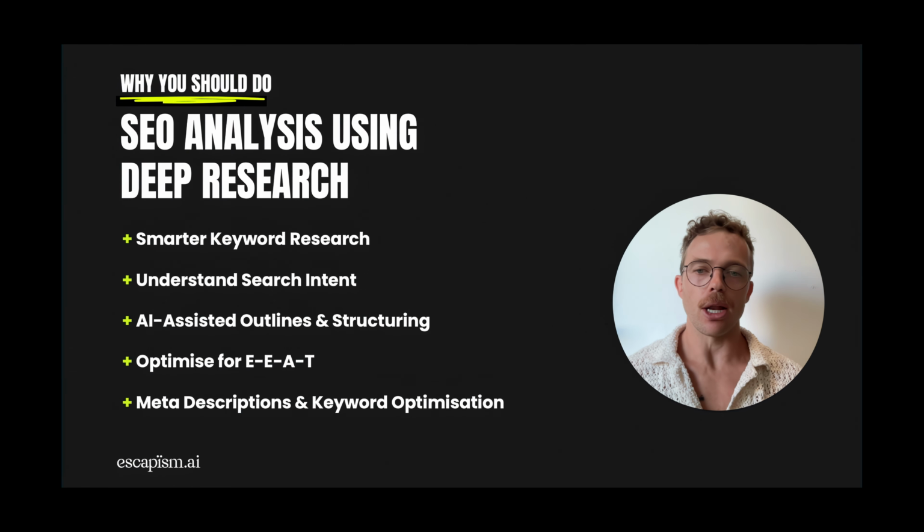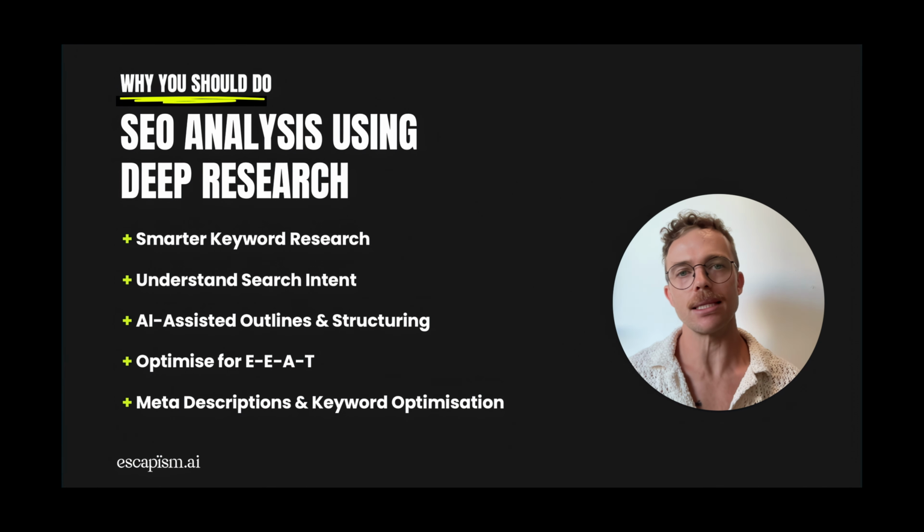So why should you use deep research for SEO analysis? It does smarter keyword research by going into a lot more depth. It can be used in conjunction with other SEO tools that you may be using, such as Ahrefs. And it does a great job of understanding search intent, which is a really important factor when it comes to optimizing your SEO strategy. It offers AI-assisted outlines and structuring so that those SEO keywords are optimized and you can really take advantage of it to drive traffic to your content.